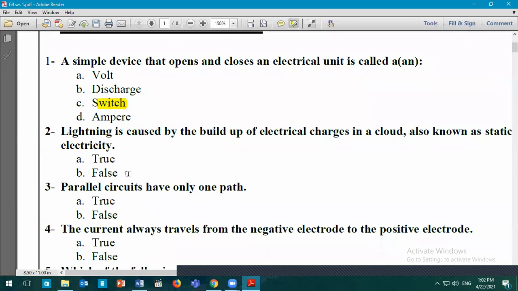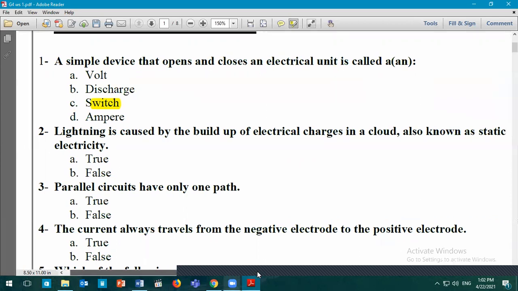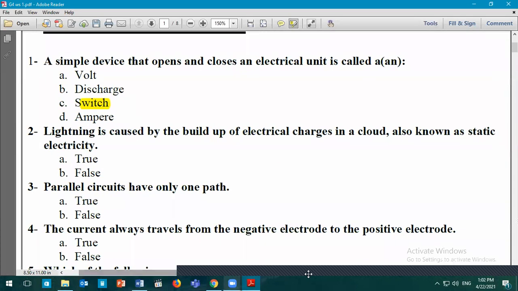Number 2. Lightning is caused by the building up of electric charges in a cloud, also known as static electricity. What do you think? I think true. True, yes. When two clouds rub against each other, the ice crystals forming the clouds start gaining negative energy. And because the ground is positive, the negative will move to the positive, causing the light to show up.